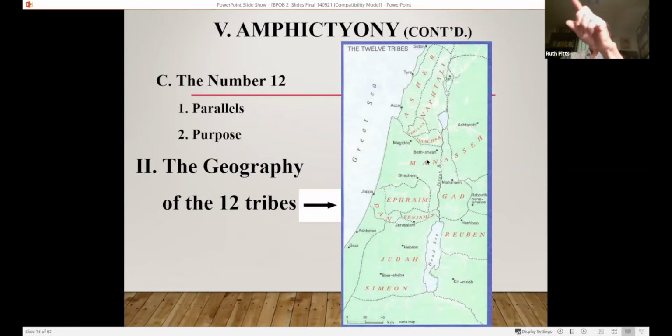Move up one more. That's Manasseh, and you can see that it's the largest, and half the tribe is over on the eastern side of the Jordan River. So the Bible refers to that as the half tribe of Manasseh. All right. Now let's move on from there.